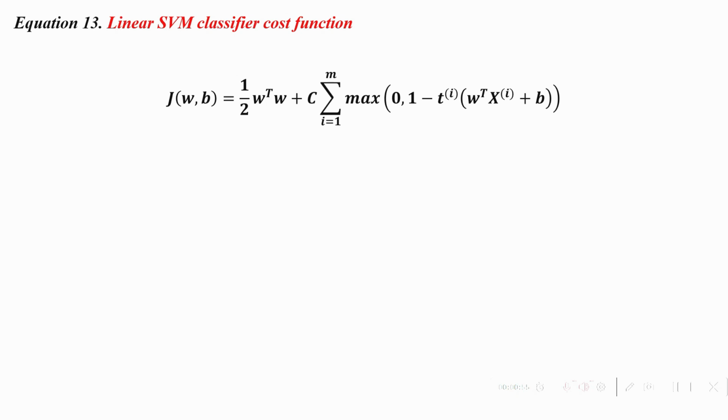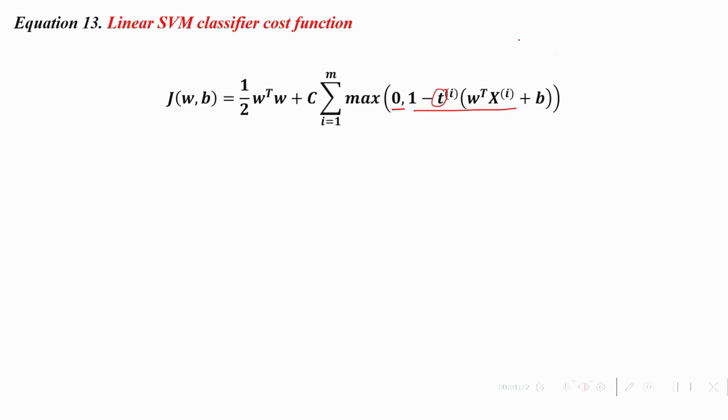So here the equation of the linear support vector machine classifier cost function is J of w comma b equal to 1 by 2 w transpose w plus C times the sum from i equal to 1 to m of max of 0 comma 1 minus t to the power i times (w transpose x_i plus b). This is the cost function, and this is very important.